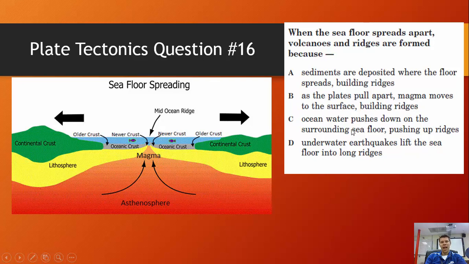Ocean water pushes down the surrounding seafloor, pushing up the ridges. No. Underwater earthquakes lift the seafloor into long ridges. That one's not a good one either. Alright, so if you chose A, I understand what you were thinking, but that's not the right answer here. The answer is B. This has to do with plate tectonics and pulling apart of the plates and magma moving to the surface. So our best answer is B.